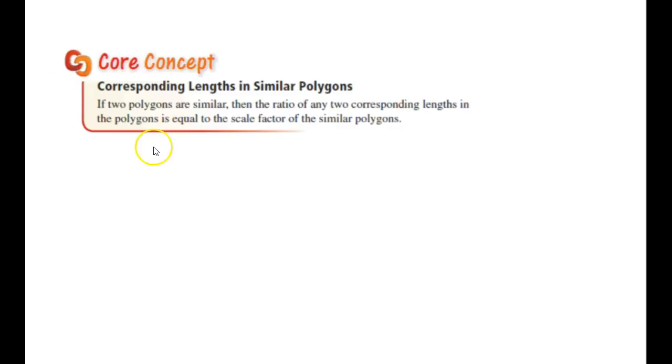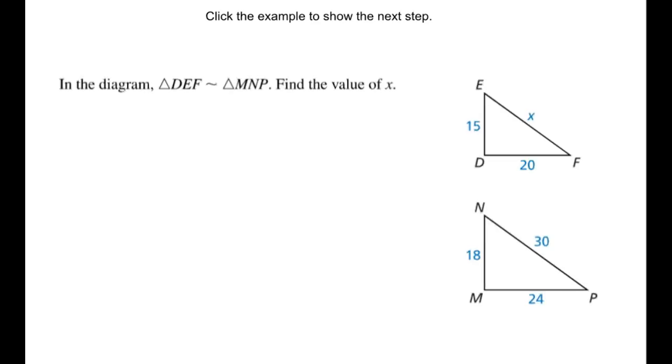So now here's another core concept. If two polygons are similar, the ratio of any two corresponding lengths is equal to the scale factor of the similar polygons. So let's actually look at what that means.